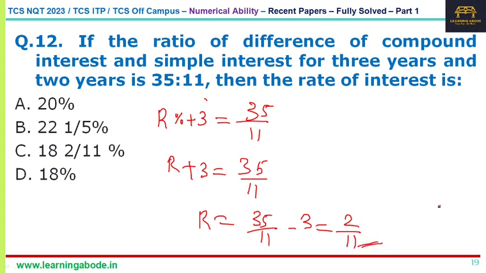In terms of percentage, it will be like 2 by 11. If you have to express in terms of percentage, you have to multiply by 100. So that will be like 200 by 11, which is 18 2 by 11.